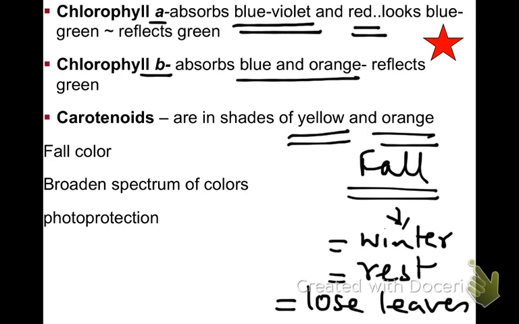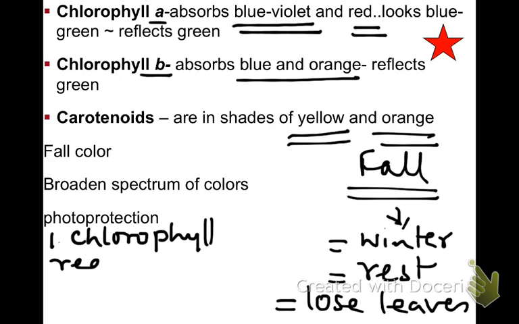And that is your fall. Just before it loses the leaf, it first loses the chlorophyll pigment. Once it loses the chlorophyll pigment, you can see the other pigments that are present underneath.